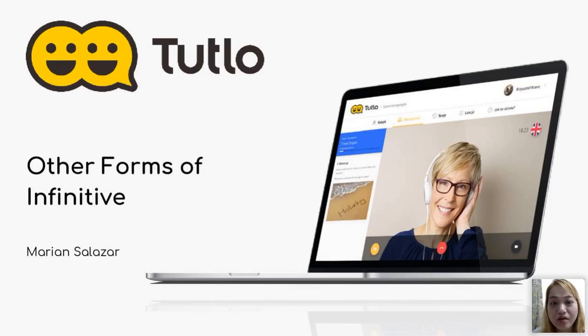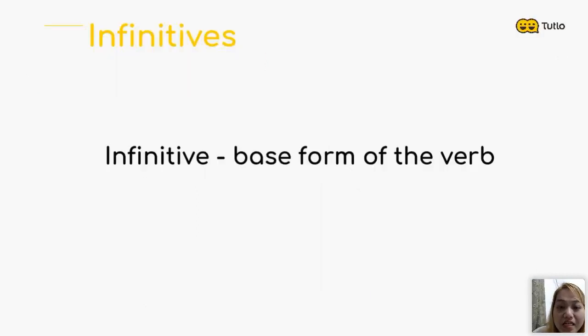I'm going to need your help later on because we're going to do a little bit of exercise, and I hope that you will like it. Okay, let's start now. Other forms of infinitives. Maybe you have heard of infinitives a lot of times already, isn't it? Infinitive is actually a verb. This is the base form of the verb.